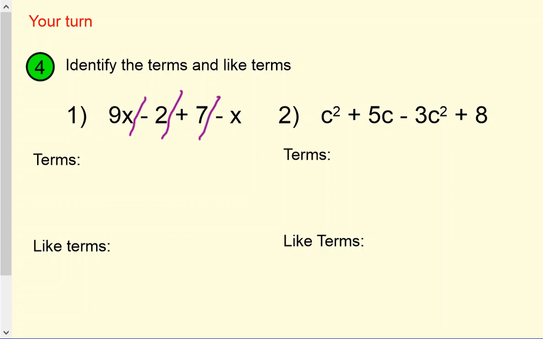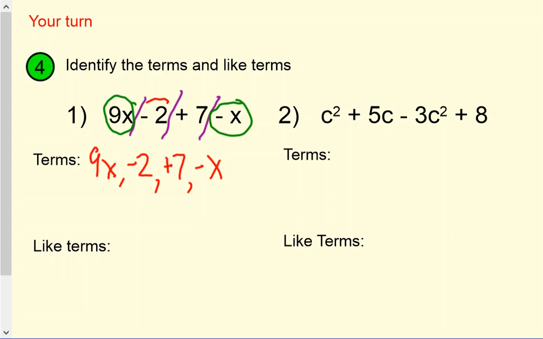Okay, so for number 1, you can see I've already separated the terms. I'm going to list them out. We have 9x, we have minus 2, we have plus 7, and we have minus x. Now like terms. We have 9x and minus x, and then we have minus 2 and plus 7.